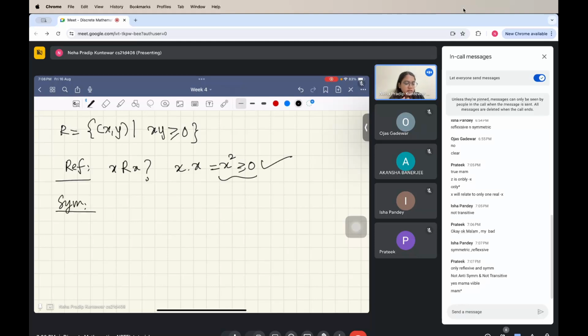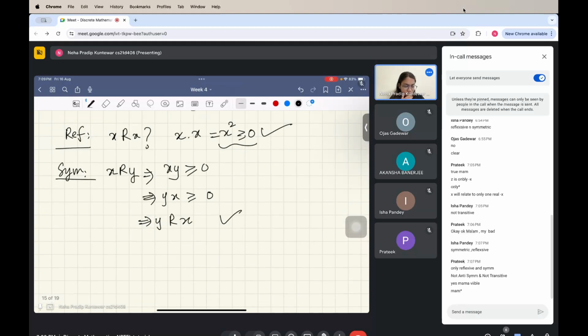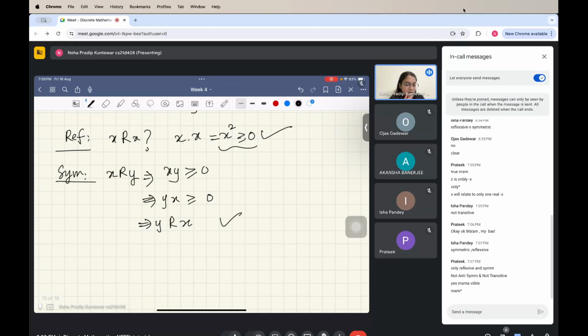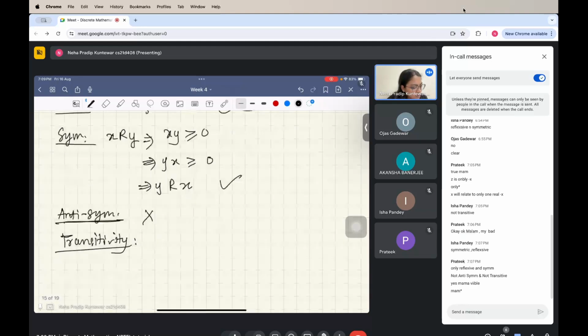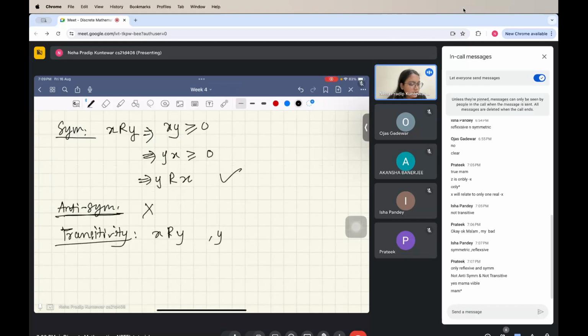Let's ask about symmetry. Say x is related to y, then xy is at least 0, that means yx is at least 0, that means y is related to x. So this is symmetric. And like we've been saying all this time, if a relation is symmetric, it is clearly not antisymmetric. So you don't need to check this, but let's try out the transitivity part, which is the interesting part of this.